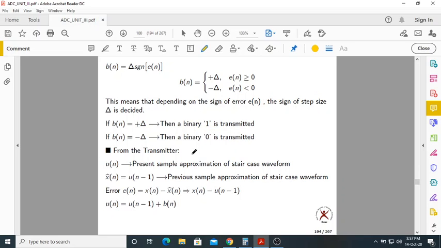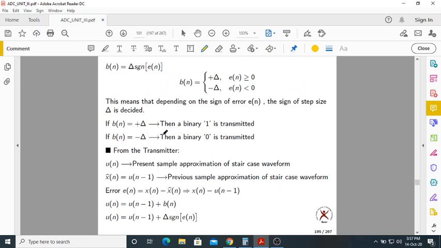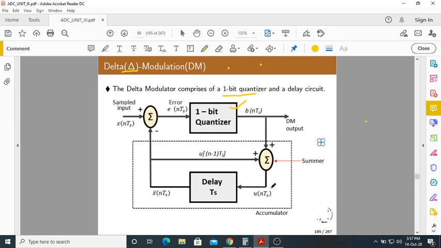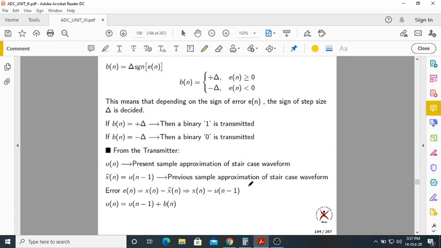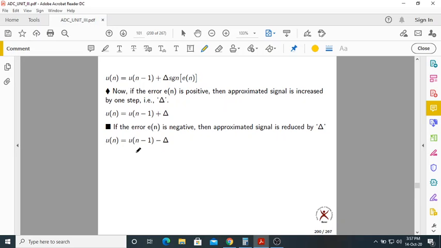Now, these are some terminologies from the diagram. These are simple things. Now, what happens here? Finally, U of n will become U of n minus 1 plus delta. What is U of n? U of n is the input to the delay element. So, U of n will be U of n minus 1 plus delta when the error is positive. When the error is negative, U of n equals U of n minus 1 minus delta.